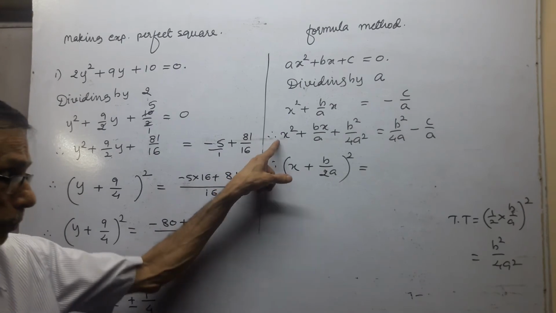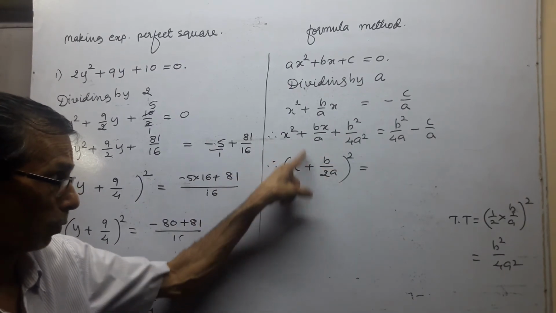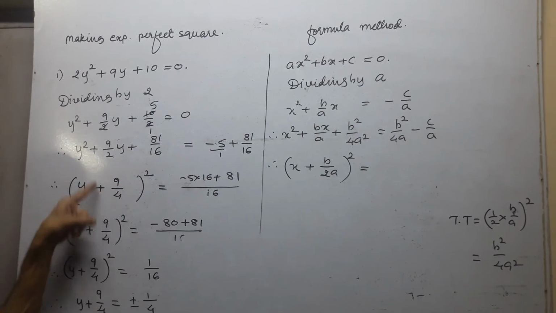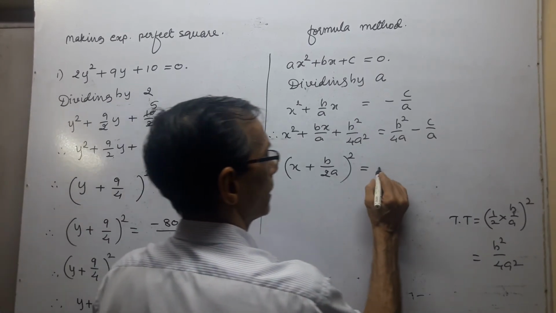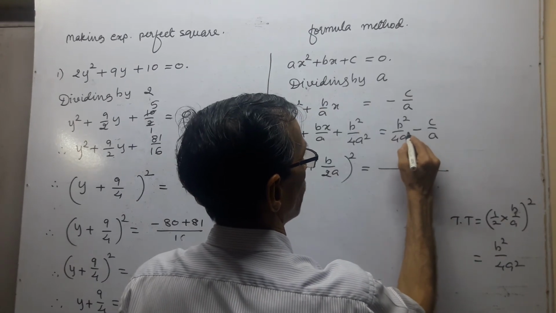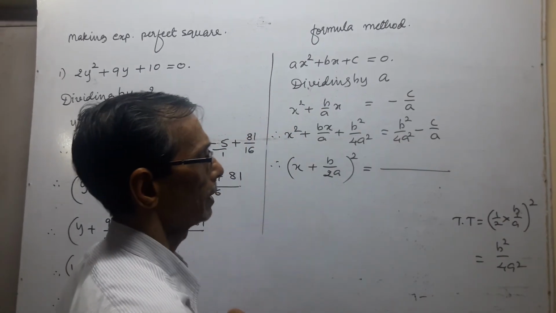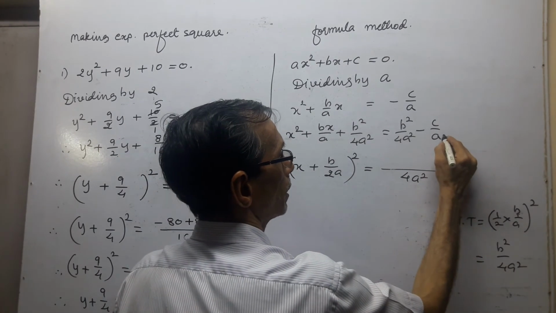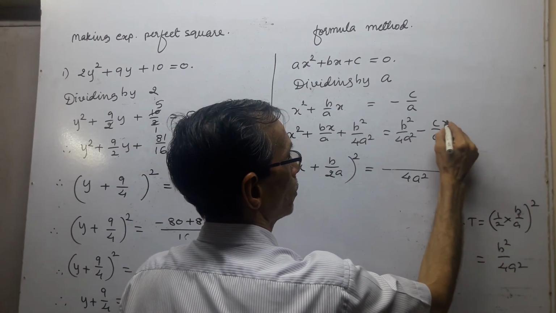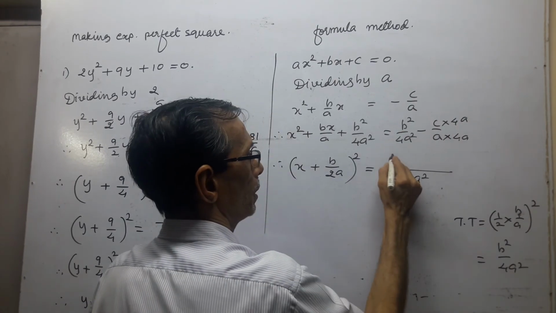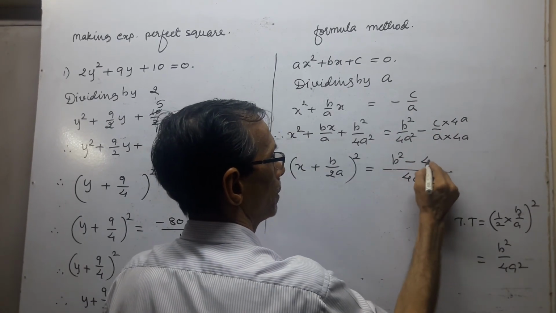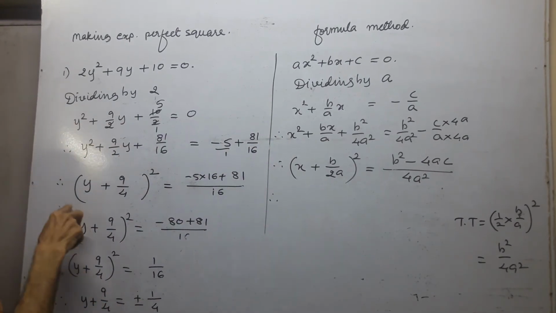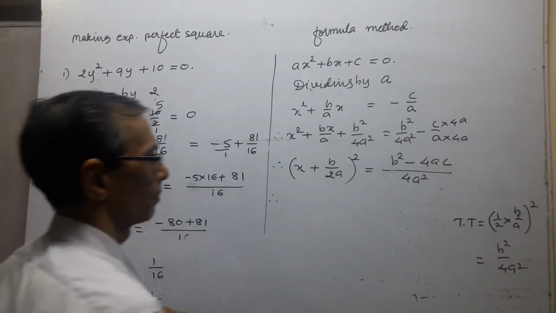So once again, root of first term, root of third term and sign of middle. Take note, root of first term, root of third term and sign of middle. Now your LCM is 4a square. In order to have 4a square, you multiply this by 4a, and we get b square minus 4ac. Now taking the square root, this will come down.